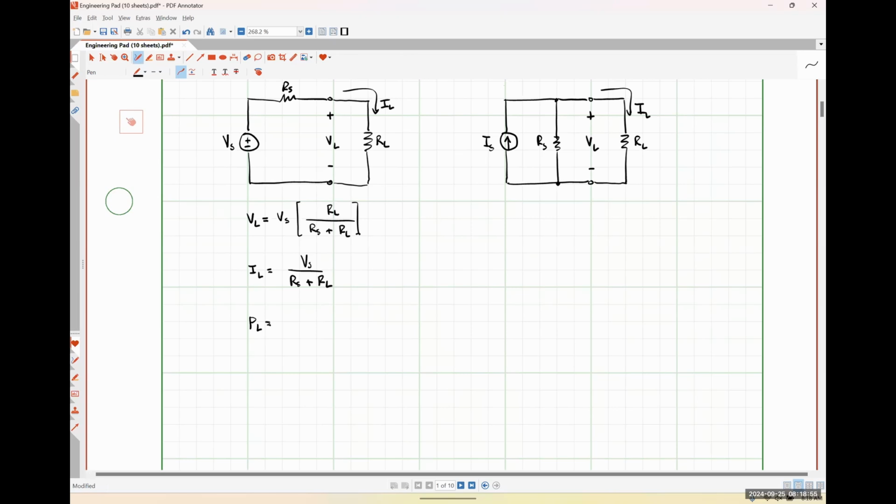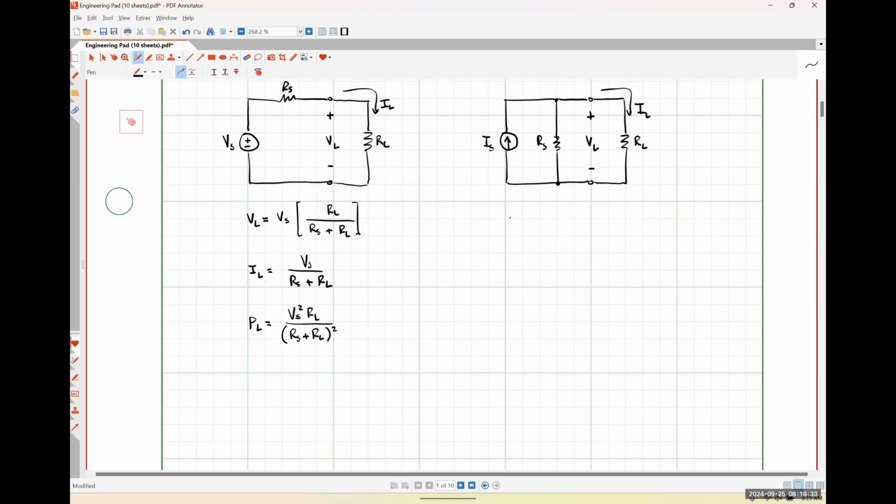So PL should just be VL times IL. So that's going to give me Vs squared times RL over Rs plus RL squared. Are we okay with this? Anybody got any questions, comments, or concerns about where any of these relationships came from? So just to recap, we did Kirchhoff's voltage law to find VL, Ohm's law to find IL, and then power is just the product of voltage and current.